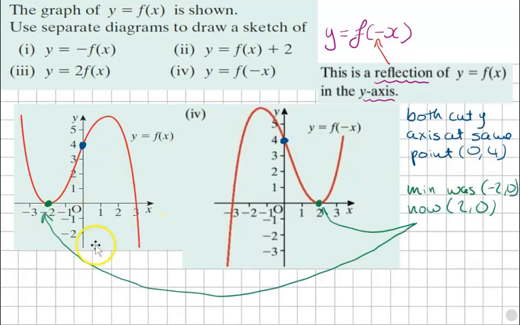Some other points to have a look at on our curves are -2, 0, the minimum turning point, and 2, 0, the minimum turning point on our reflection. So the minimum was -2, 0, now the minimum's 2, 0. So notice that the x value has changed to the opposite sign, but the y value remains the same.